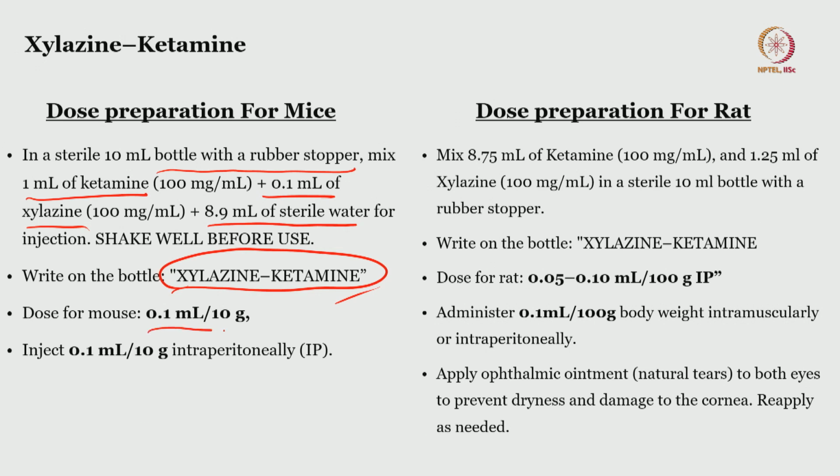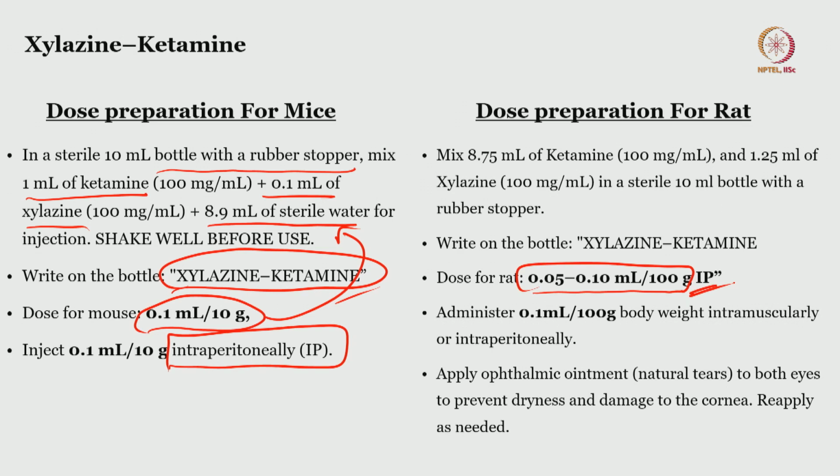And generally the dose for mice is 0.1 ml per 10 gram of this mixture. Alright, first you need to prepare this mixture, and then you will use 0.1 ml per 10 gram, preferably intraperitoneally. For comparatively smooth anesthetic properties, you need to use it intraperitoneally. For a rat, you will be using 0.05 to 0.1 ml per 100 grams intraperitoneally, and you can use 0.1 ml per 100 gram body weight intramuscularly as well. Alright, and obviously you will be using ophthalmic ointment before you begin the procedure.